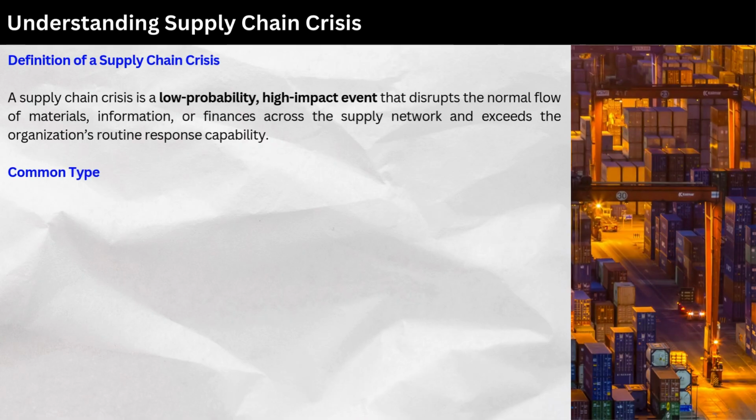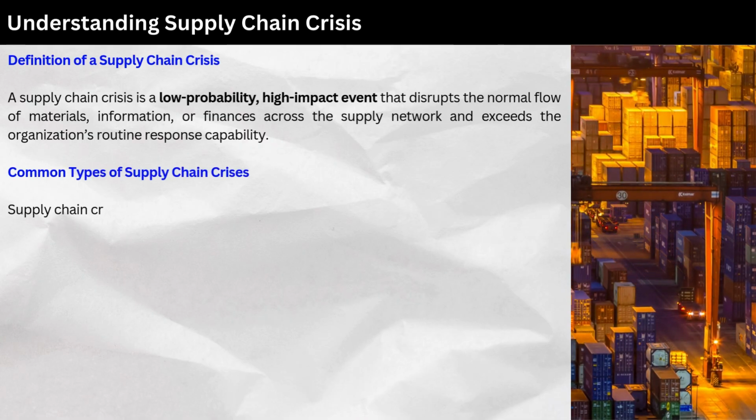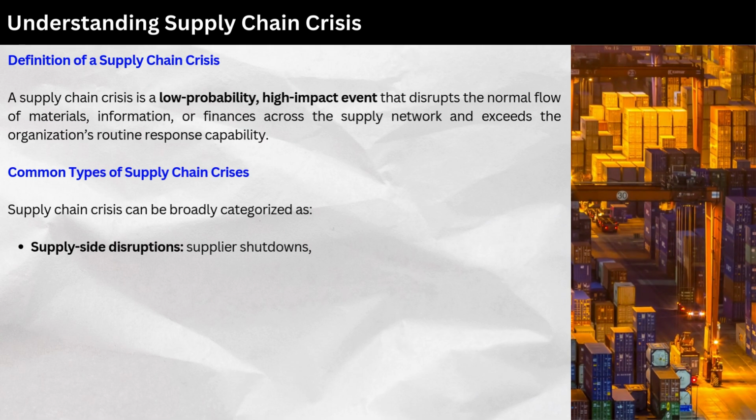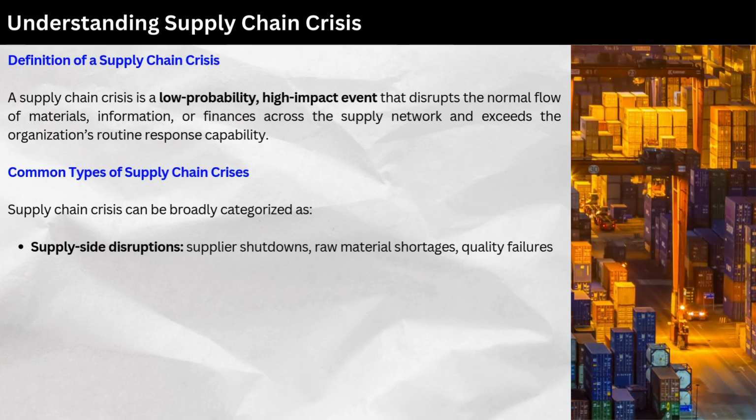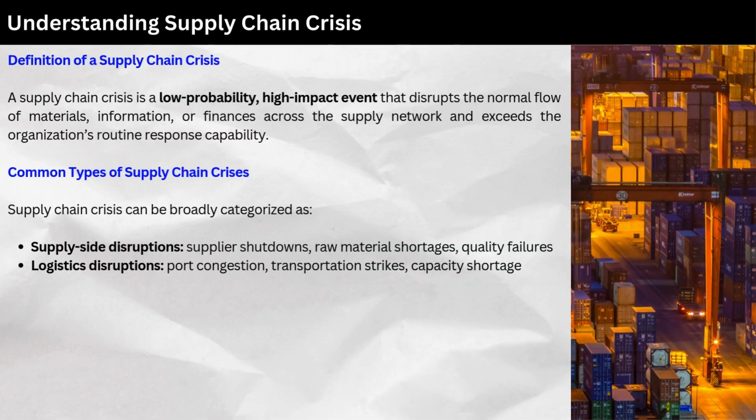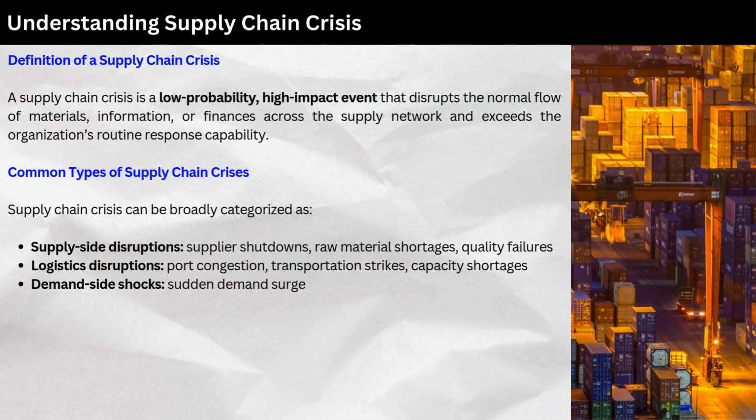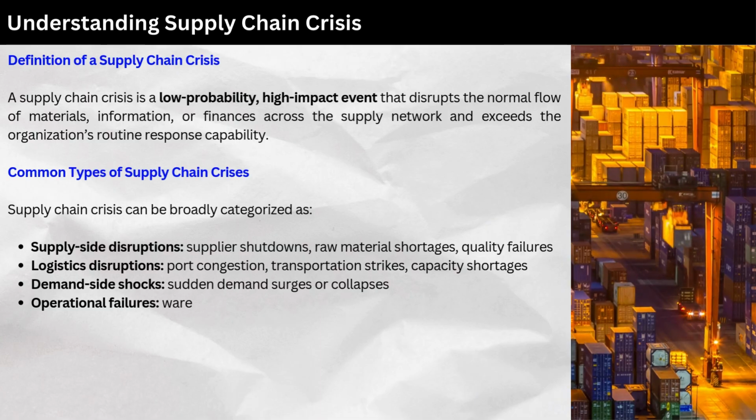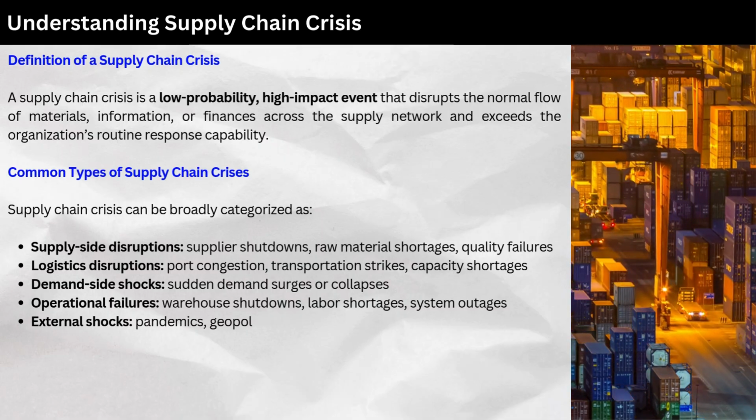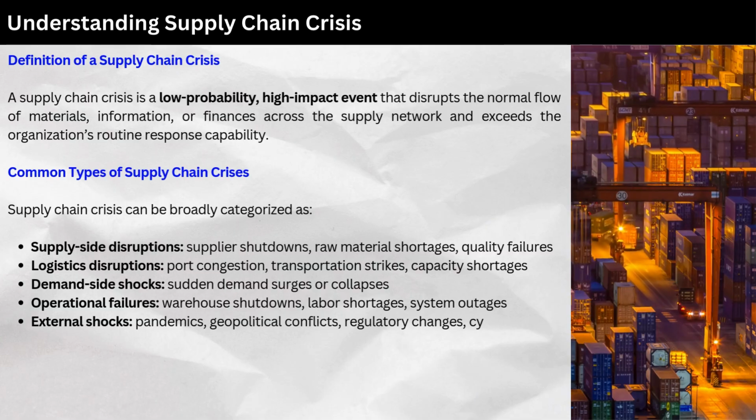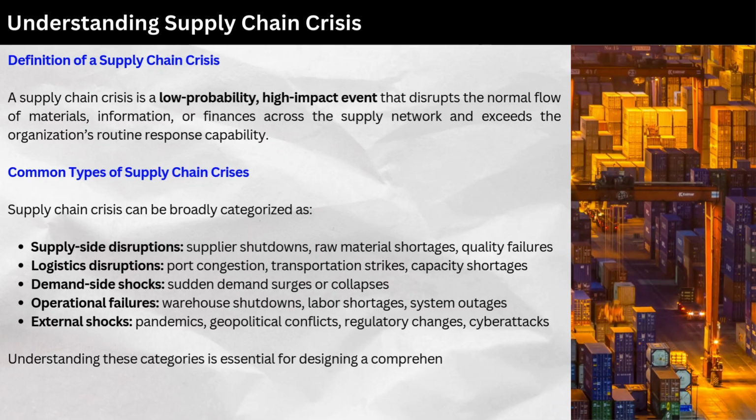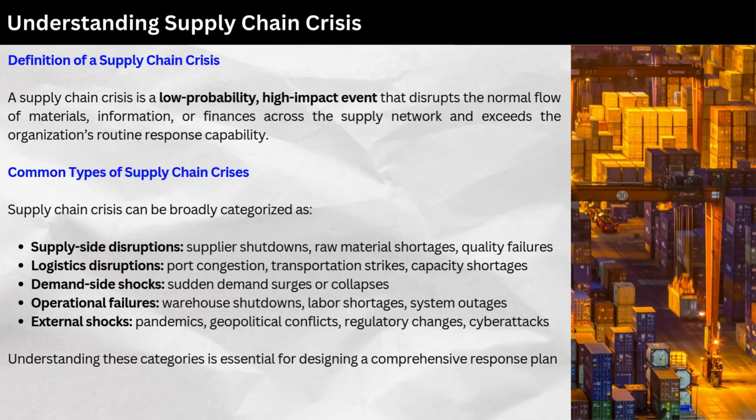Common types of supply chain crises. Supply chain crises can be broadly categorized as supply-side disruptions: supplier shutdowns, raw material shortages, quality failures. Logistics disruptions: port congestion, transportation strikes, capacity shortages. Demand-side shocks: sudden demand surges or collapses. Operational failures: warehouse shutdowns, labor shortages, system outages. External shocks: pandemics, geopolitical conflicts, regulatory changes, cyberattacks. Understanding these categories is essential for designing a comprehensive response plan.